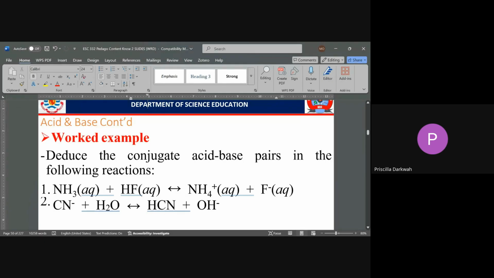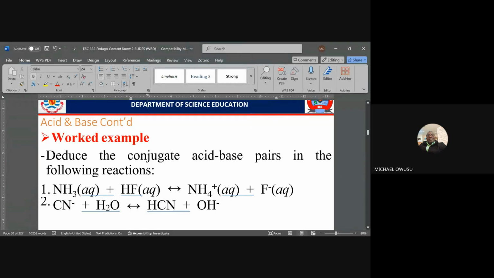Okay. So the cyanide is a base. Its conjugate acid is the HCN. And then the acid, that is the water, the reactant side, is the acid. Its conjugate base is the OH minus. I'm clapping for you. Thank you. Okay. That's good. Now you've made the whole thing simple for me.